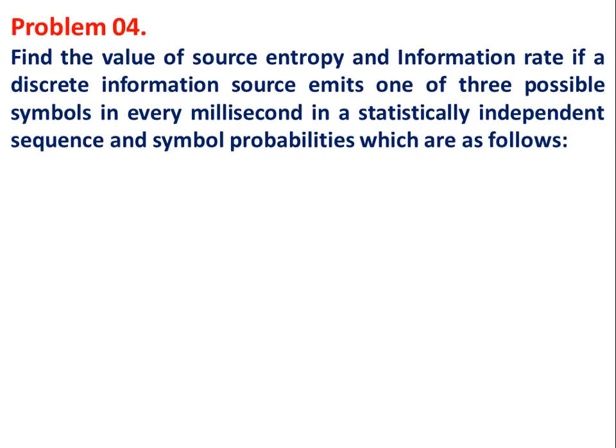Let us see problem number 4. Find the value of source entropy and information rate if a discrete information source emits one of three possible symbols in every millisecond in a statistically independent sequence, and symbol probabilities are as follows: P1 = P2 = 1/16, and P3 = 1/32. This is the given problem.